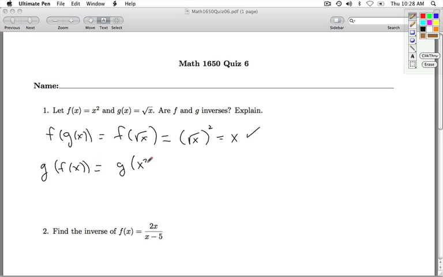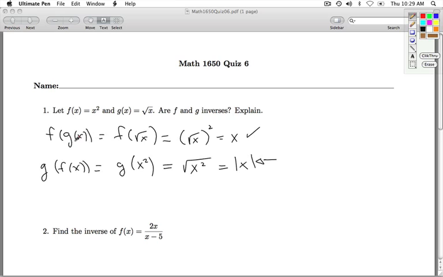This is g of x squared. And so I'm going to take x squared and substitute it in to the square root of x. And this is not x, it's the absolute value of x. If I substitute a negative number into here, the squaring loses track of that negative and the square root returns a positive.